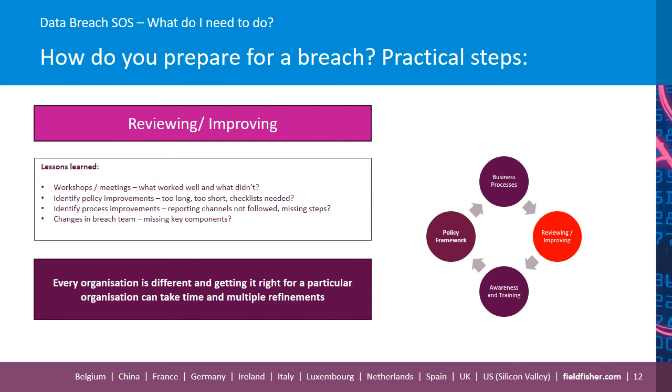Moving on now to the reviewing and improving phase. This is a critical phase as well. These sorts of processes and policies and how you deal with incidents is a constantly evolving thing, and there's always improvements to make. So, have workshops, identify policy and process improvements and build them in, and also look at your breach team. Were you missing any key components?